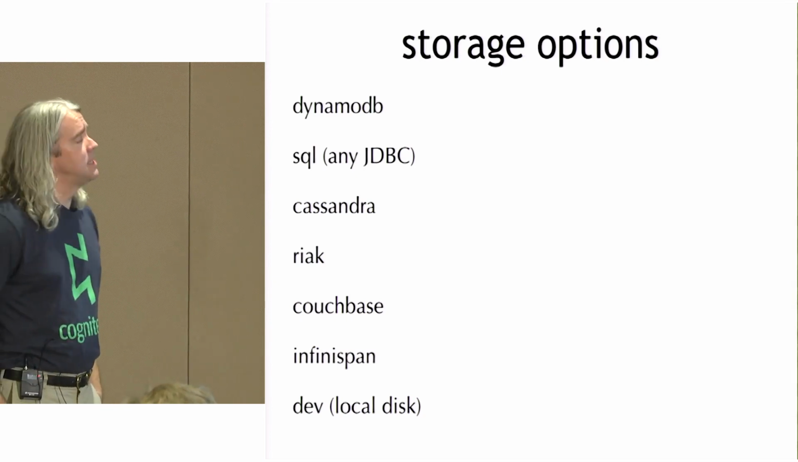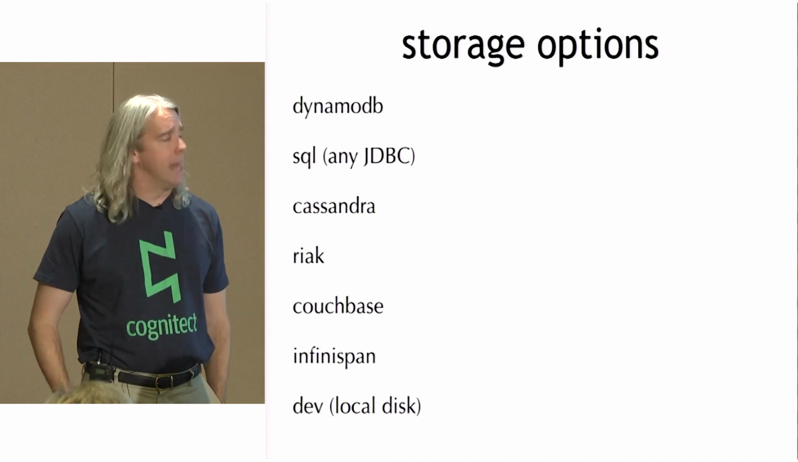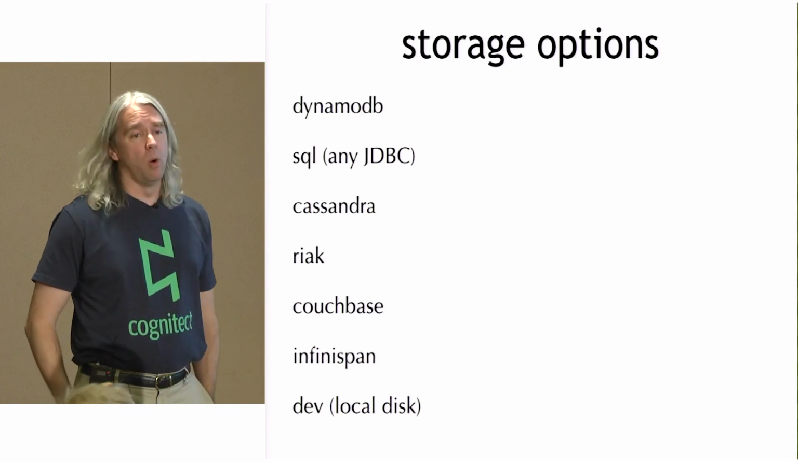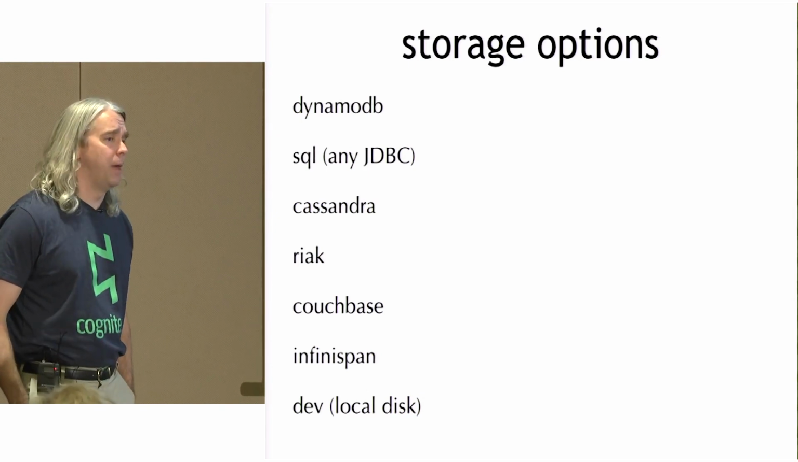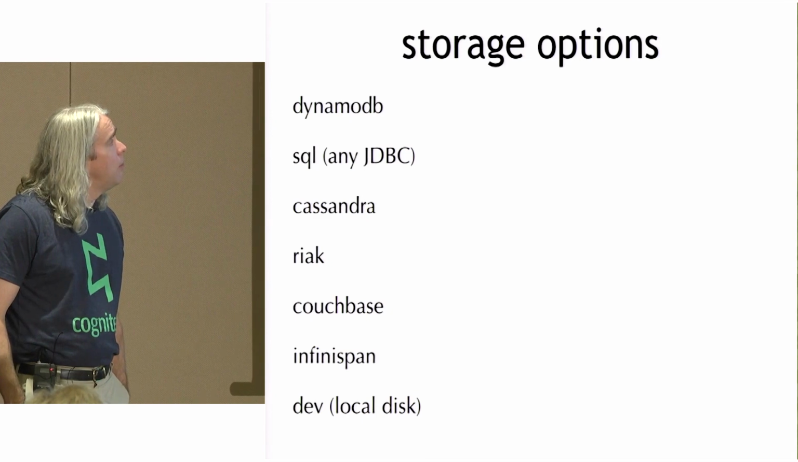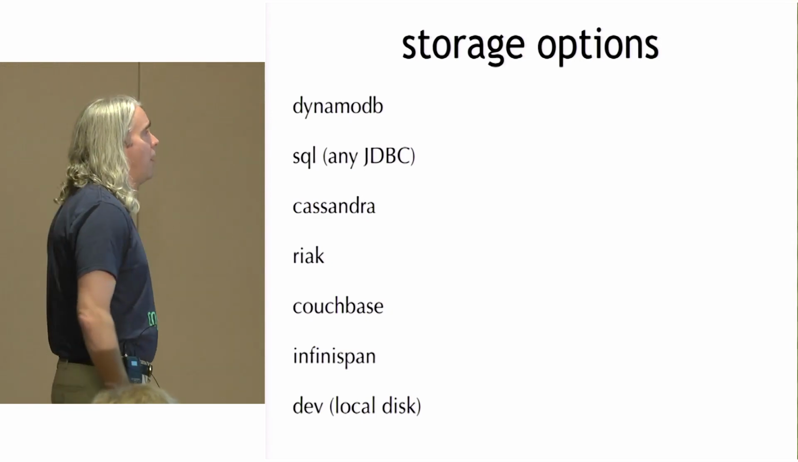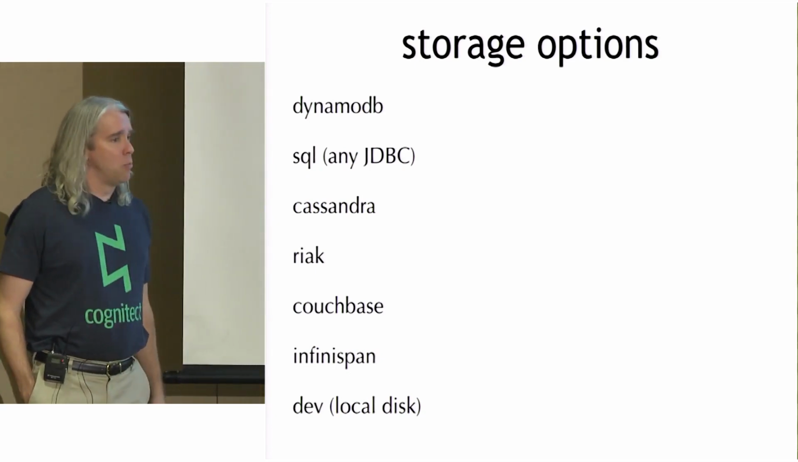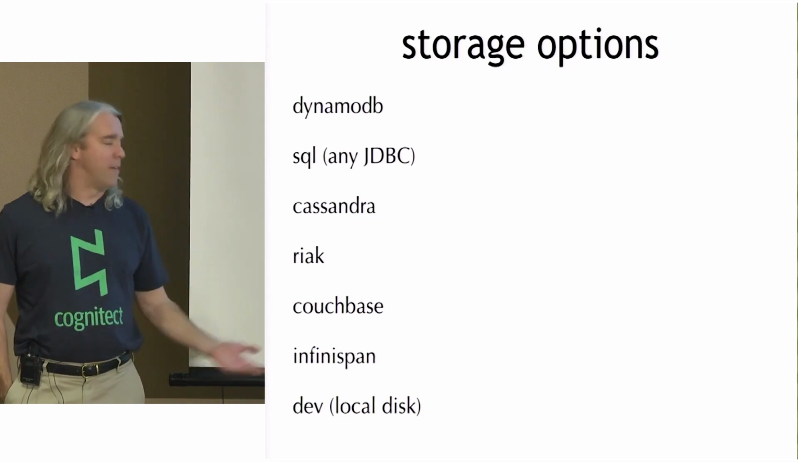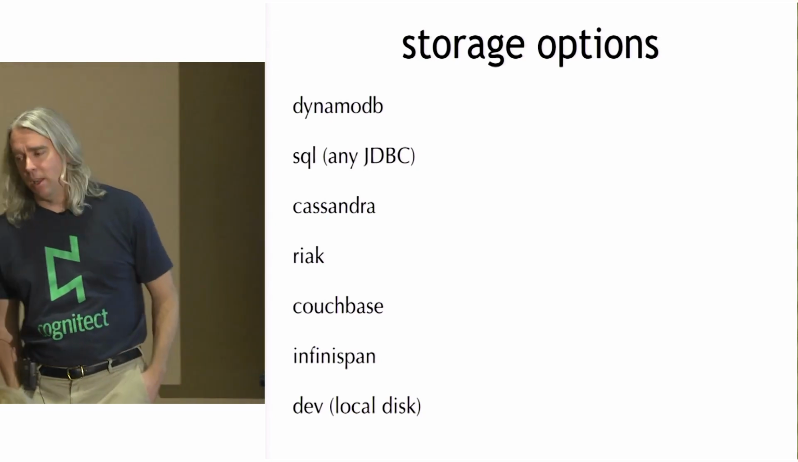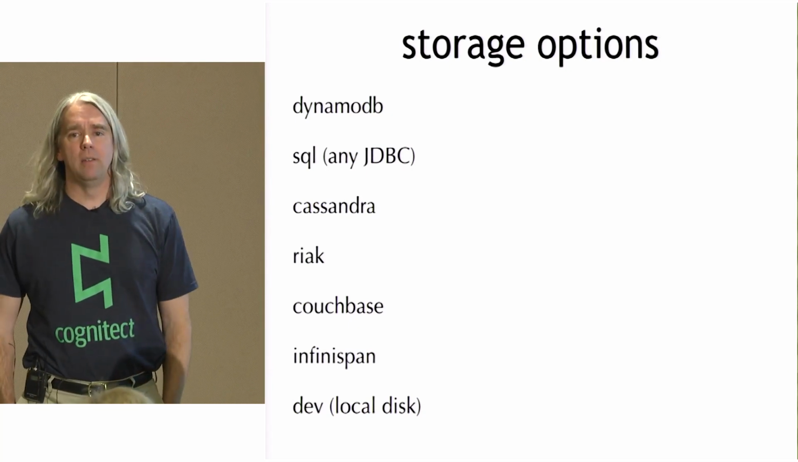So DynamoDB is Amazon's cloud storage, and so almost everyone who's running Datomic in the cloud uses that. Lots of people use SQL, especially Oracle, and some MySQL, Postgres, some SQL Server. Increasing numbers, especially recently, of people are using Cassandra, a few people using Riak, and then relatively fewer people using Couchbase or Infinispan, and then dev is really for dev mode, so everybody uses that, but I listed it at the bottom anyway.